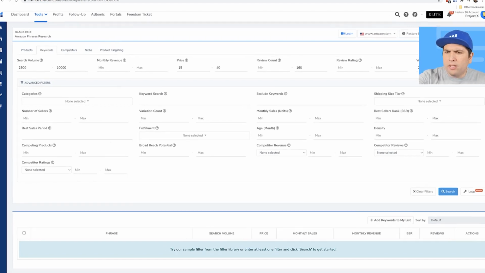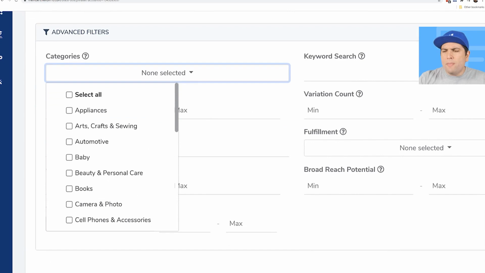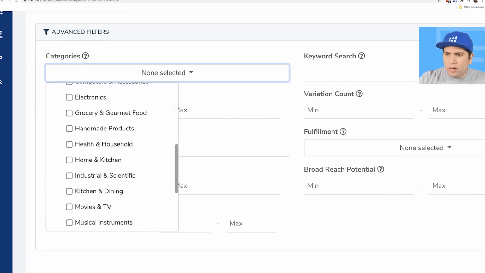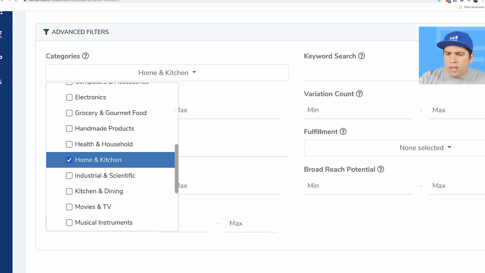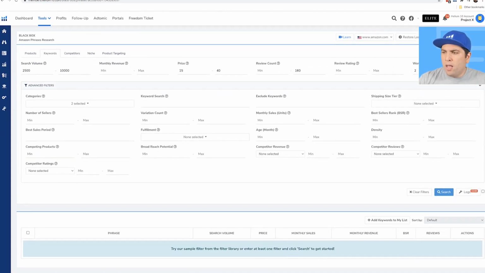What else? I'm not gonna do too many filters on this one. Let's just keep this one a little bit open. We did baby and industrial in the last one. Let's go ahead and do a couple different categories here. Let's do home and kitchen and musical instruments. I haven't done that one in a while. Is there anything else I want to do here? You know what? I'm not gonna do any more. Let's go ahead and search right here.